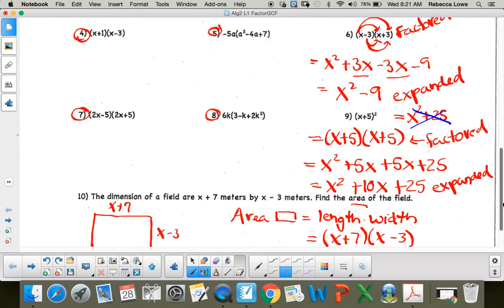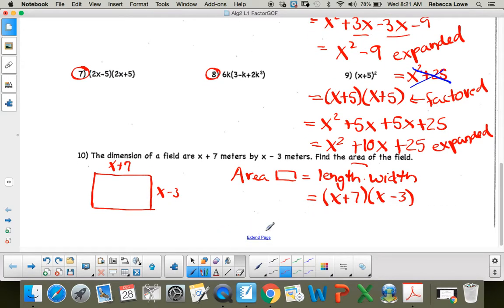Number 10, we're going to stop the video after this one, and then we'll move on. You should have all this done when you come into class. Number 10 says, the dimensions of a field are x plus 7 meters by x minus 3 meters. We don't know what x is. Find the area of the field in terms of x.